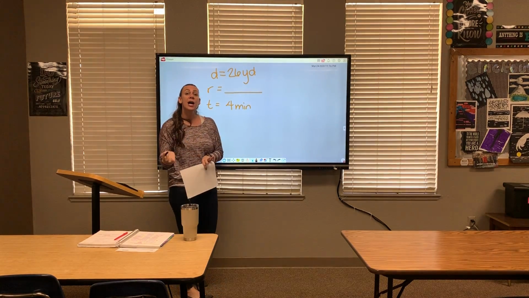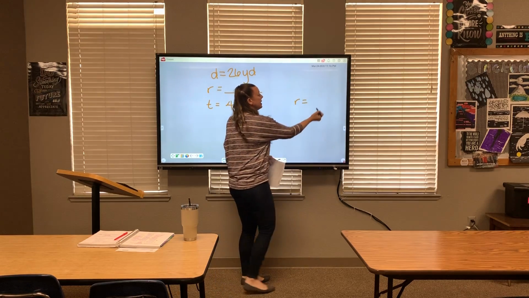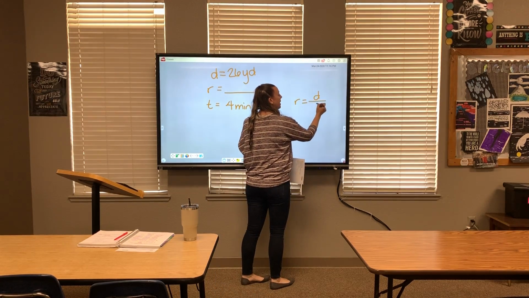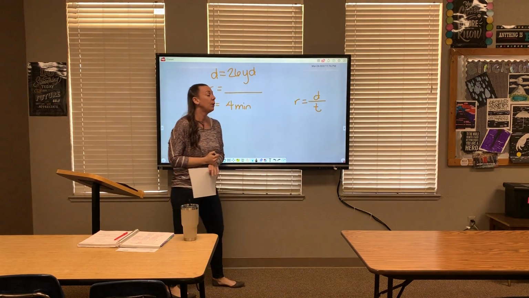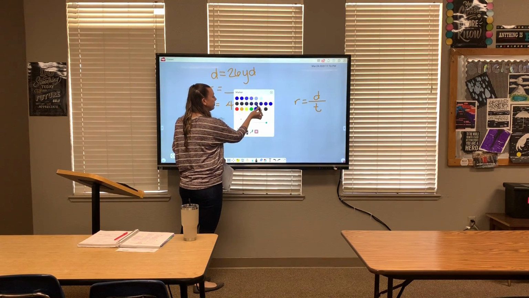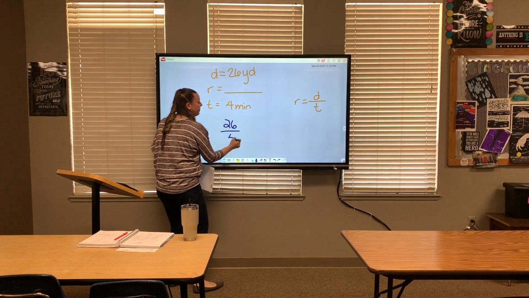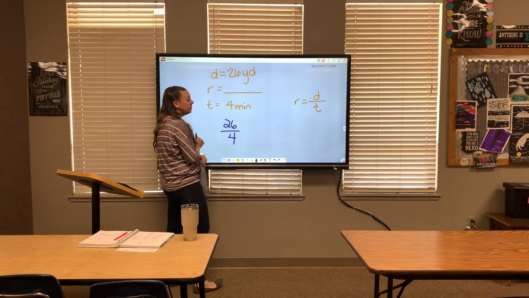So I'm gonna go ahead and use that formula that the rate, because that's what I need to find, is gonna equal the distance divided by the time. Okay, the distance divided by the time. So I'm gonna take the information that I have and we'll make it work. So I'm gonna say 26 divided by 4. Those are the two numbers that I have. Okay, distance divided by time.